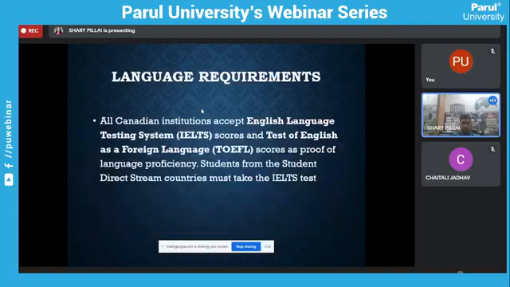Okay, so let's go with the language requirement. You know that for admission and visa, you have to fulfill the language requirement. All Canadian institutes accept IELTS, the International English Language Testing System, and TOEFL, Test of English as a Foreign Language, scores as proof of language proficiency.